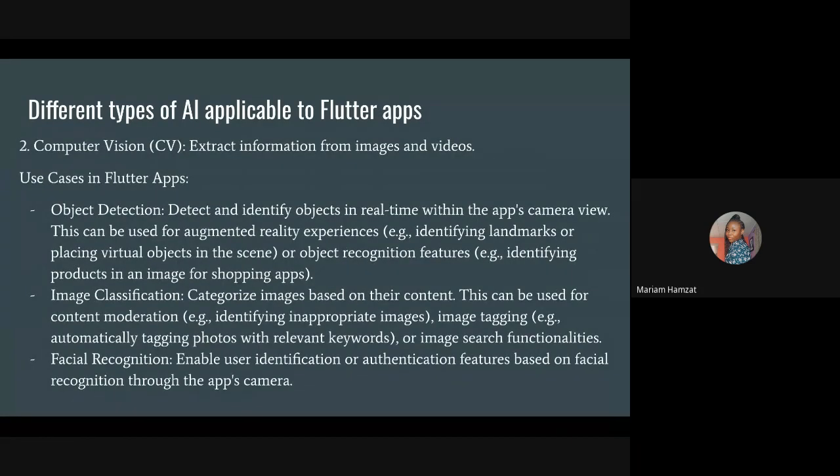So we also have computer vision. An example of computer vision is object detection. Object detection is basically detecting and identifying objects in real time within the app's camera view. An example is, I want to use a practical example, right?